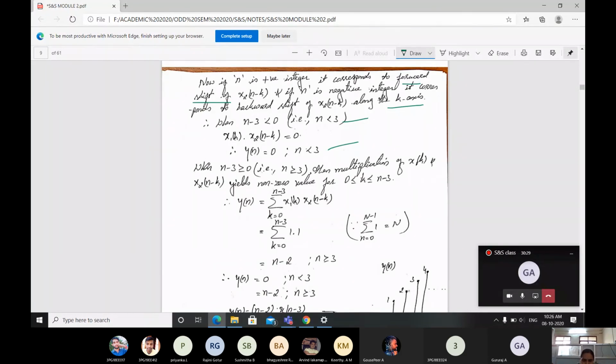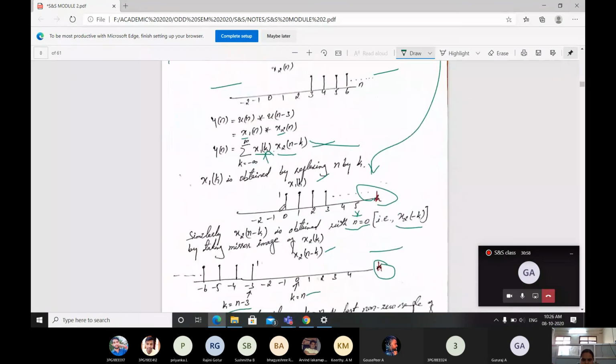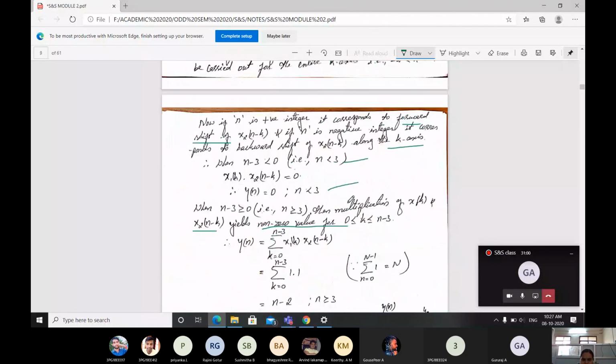Then, when n minus 3 is greater than or equal to 0, that I can write as n greater than or equal to 3, the multiplication of x1 of k and x2 of n minus k yields a non-zero value for k in between 0 to n minus 3. Substitute in the summation: instead of varying from minus infinity to plus infinity, we have to change it here as k is equal to 0 to n minus 3.